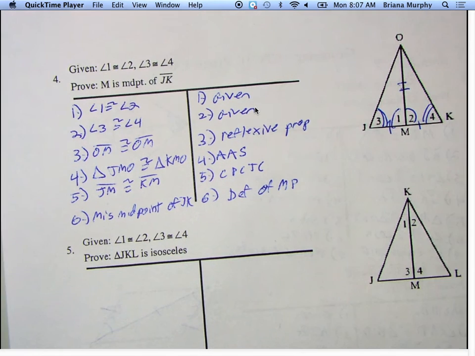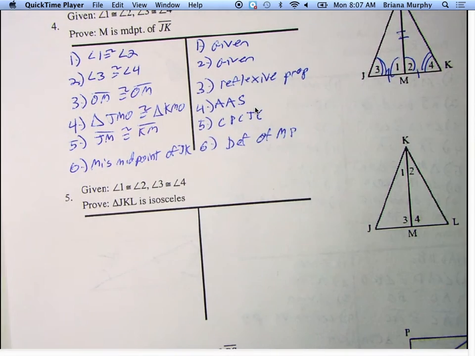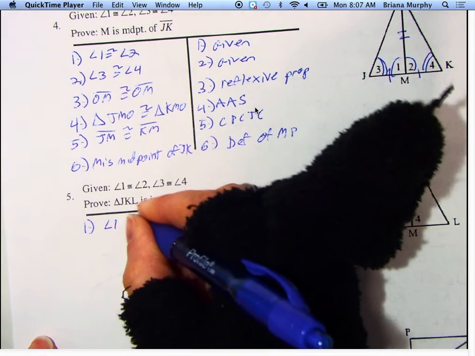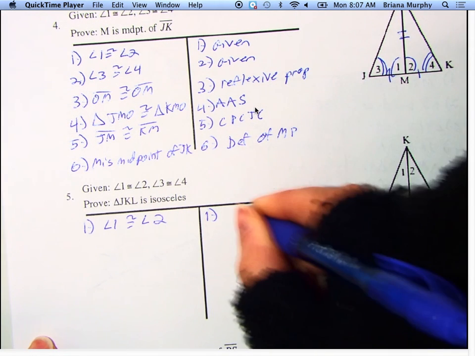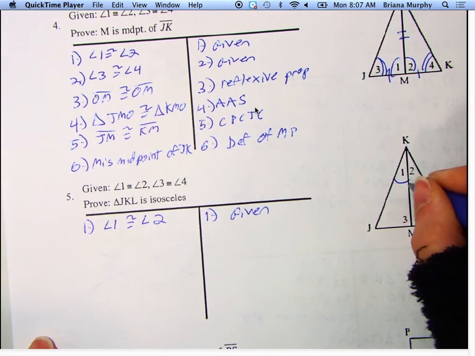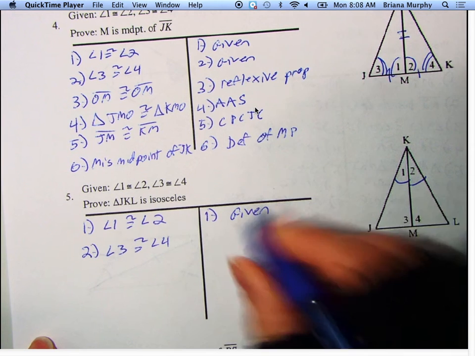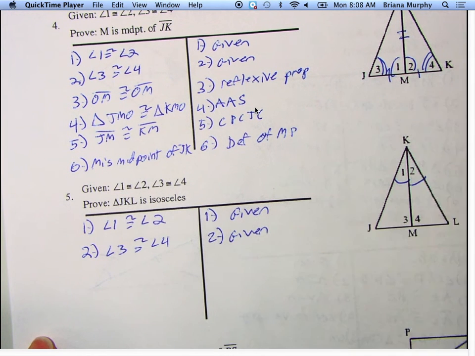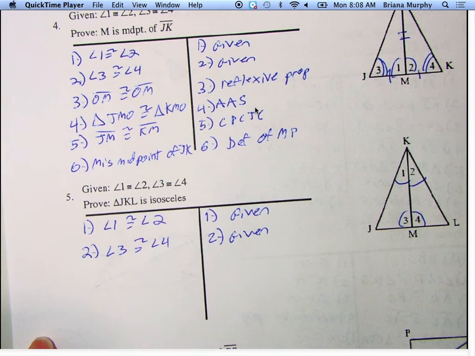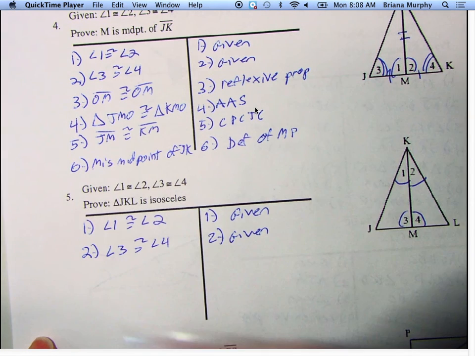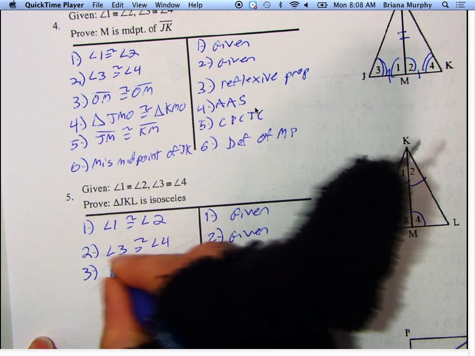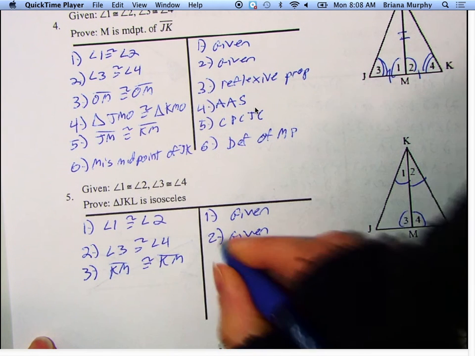All right. I am going to do number five with you because I haven't showed you one like this before. And then I'm going to let you do number six on your own. Okay. First thing we always write down is what, guys? Given. Angle 1 is congruent to angle 2. Given. Okay. 2. Angle 3 is congruent to angle 4. Given. What comes next? By what? Good. KM is congruent to KM by reflexive property.